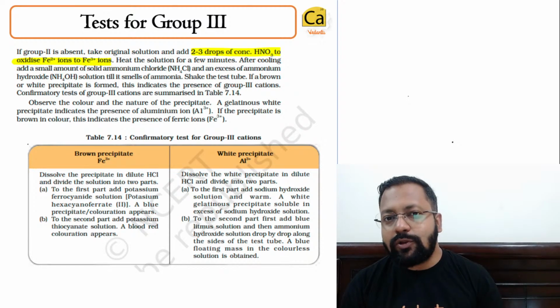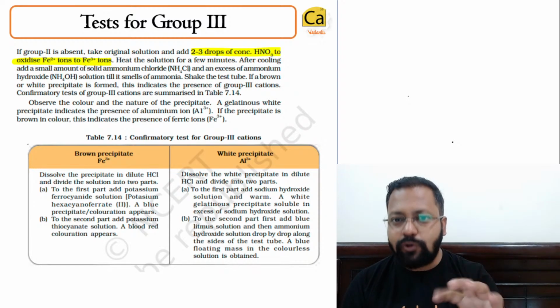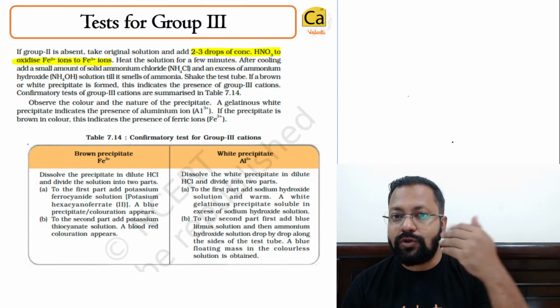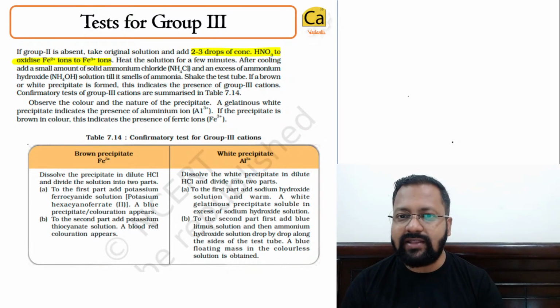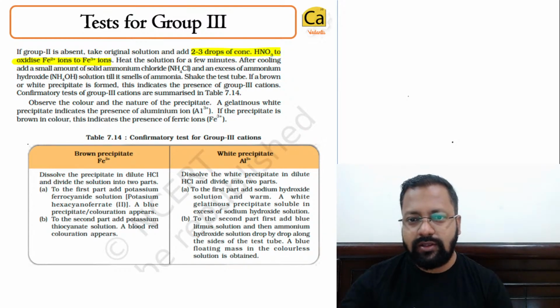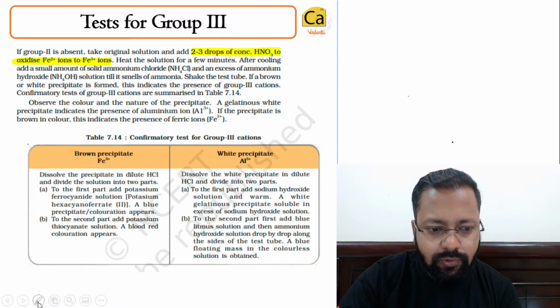Why do you boil the solution? So that the hydrogen sulfide which is present in the solution goes away, because you do not need sulfide any further in group 3. So you boil the solution and you add dilute HNO3. So let me write here what you have to do.